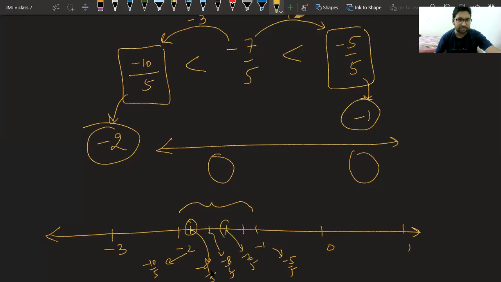The required answer, circle it. And this is the answer. And we have obtained the answer.